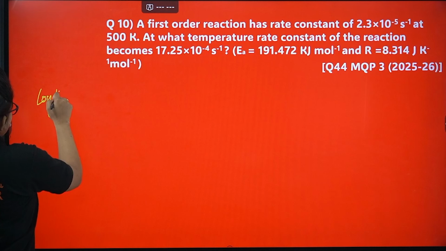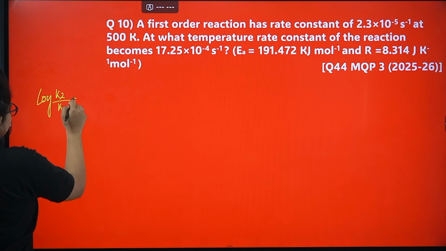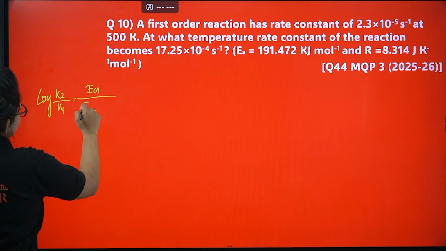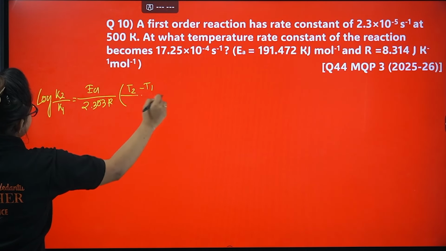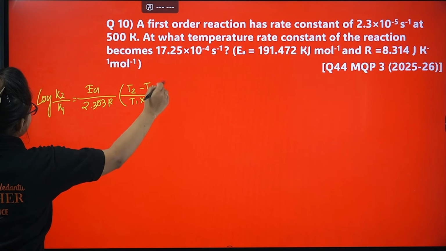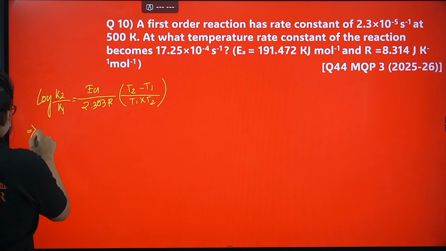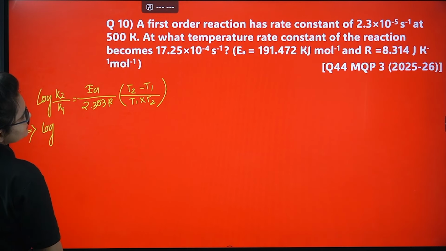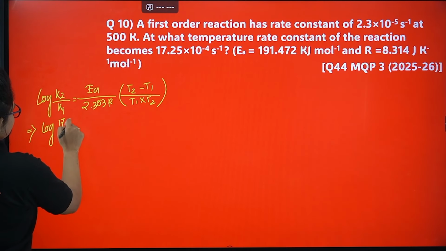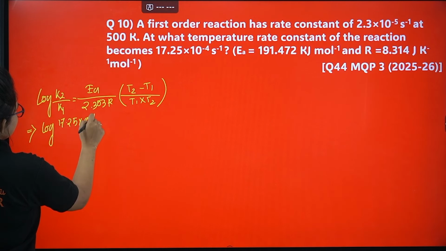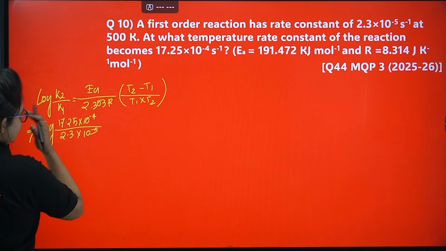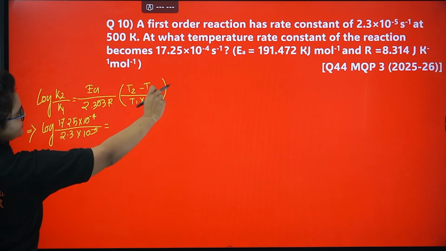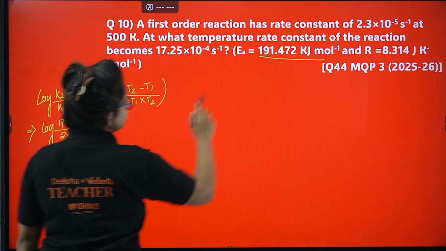Log K2 by K1 equals Ea by 2.303 R into (T2 minus T1) divided by (T1 into T2). If I just put the values here, log K2 by K1 is 17.25 into 10 power minus 4, divided by 2.3 into 10 power minus 5, equals the activation energy divided by 2.303 R into the temperature terms. The activation energy is also given, but it is in kilojoule, so we will convert it into joule.